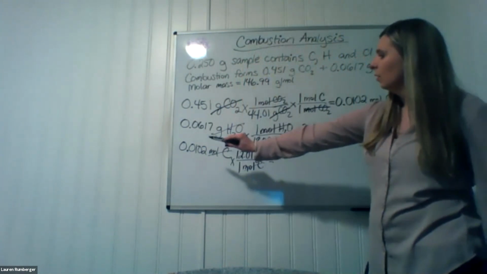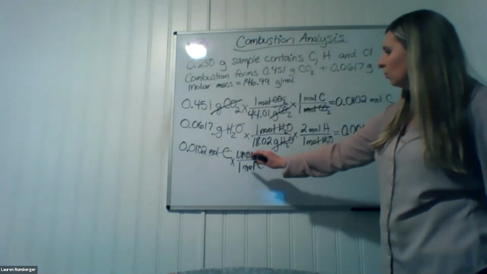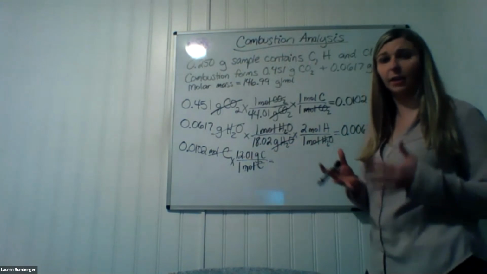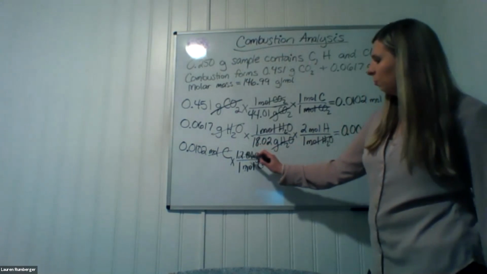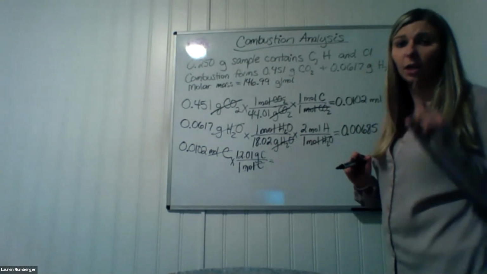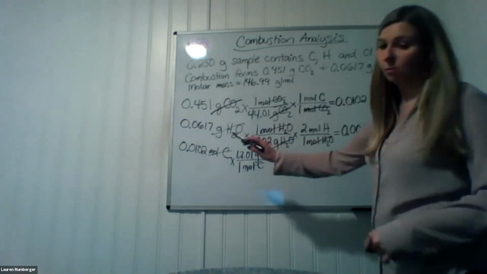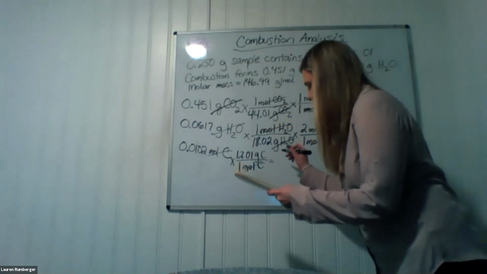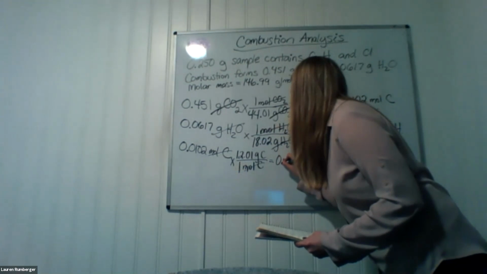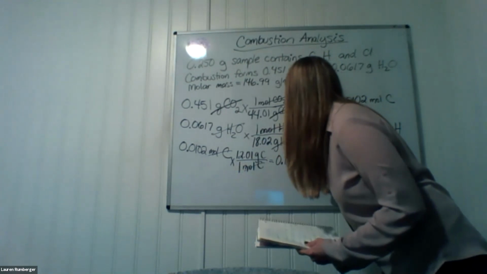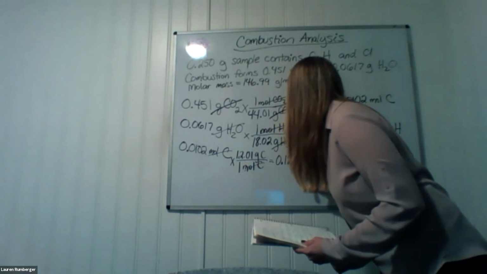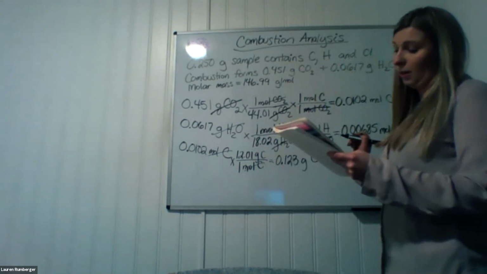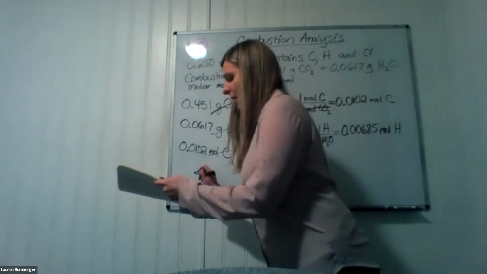Okay, so now 0.0102 moles of carbon can be converted to grams of carbon using the molar mass of carbon from the periodic table. 12.01 grams of carbon per 1 mole of carbon. So when we multiply here, what we will get is 0.123 grams of carbon.